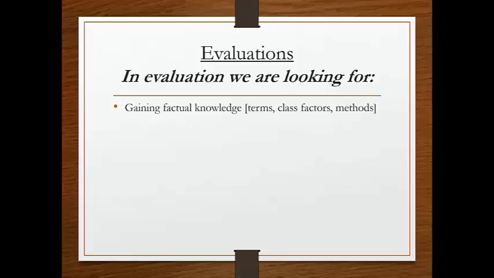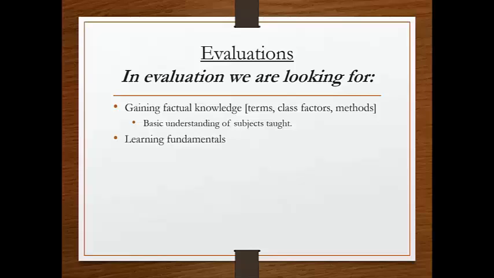When we're looking at evaluations, there are a few things that we want them to bring to us. The first is gaining factual knowledge: terms, class factors, methods. This is a basic understanding of subjects that are taught. This is like in chapter 4 when we discuss the 6 levels of cognitive skills. These are the first couple rungs. A really good example would be when we're studying biology, we want to just know the terms of the species that we're studying.